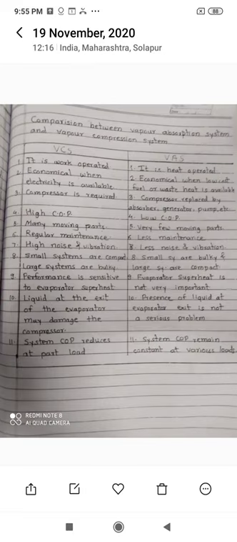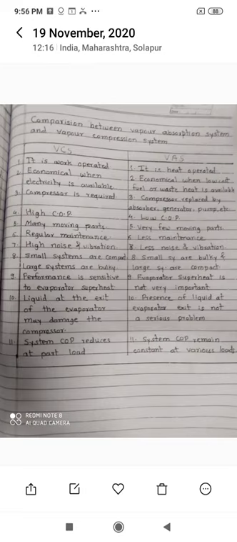Next difference is, as there is a compressor in the vapor compression system, a larger amount of refrigerant can be circulated throughout the system. Hence, the coefficient of performance of the vapor compression system is higher, and the coefficient of performance of the vapor absorption system is low. In the vapor compression system, there are many moving parts. In the vapor absorption system, very few moving parts are there. In the case of the electrolux refrigerator, there is not a single moving part.